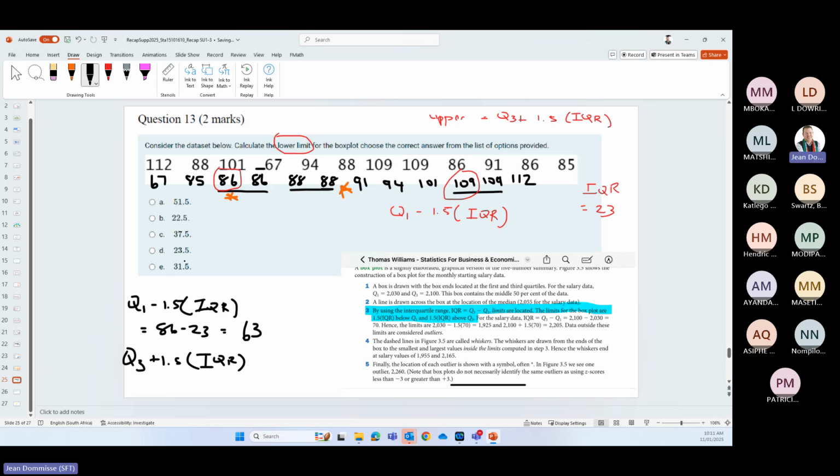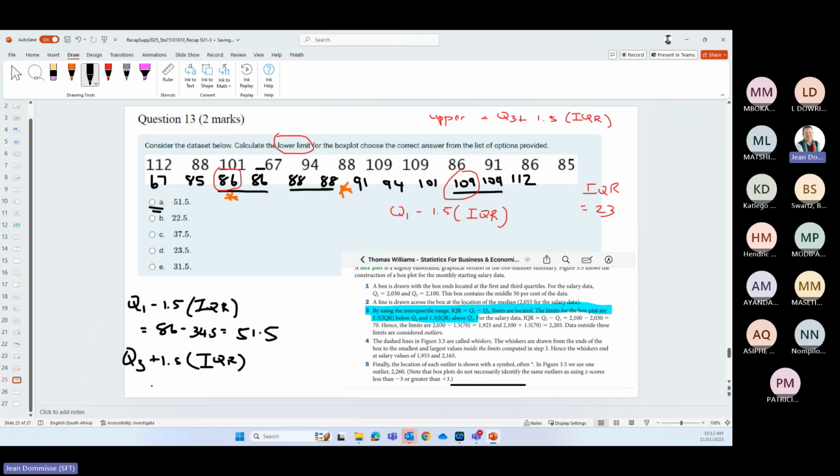So why did that now not work out? Let me just, again, 1.5 times 23, sorry. It's 34.5. Okay, so this was 51.5. And so that's your lower limit.